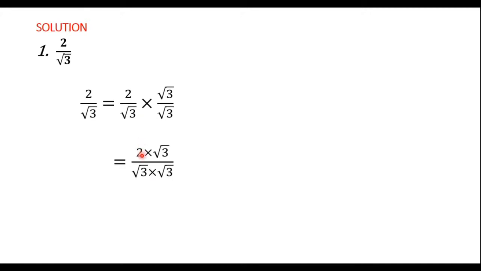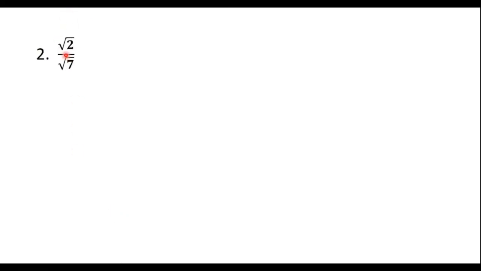Now we know this is going to give us 2 times square root of 3 all over square root of 3 times square root of 3. 2 times square root of 3 will give us 2 root 3. Square root of 3 times square root of 3 will give us 3. So you see we have now changed the denominator, which was an irrational number, to a rational number, which is 3. Let's pick the next example.